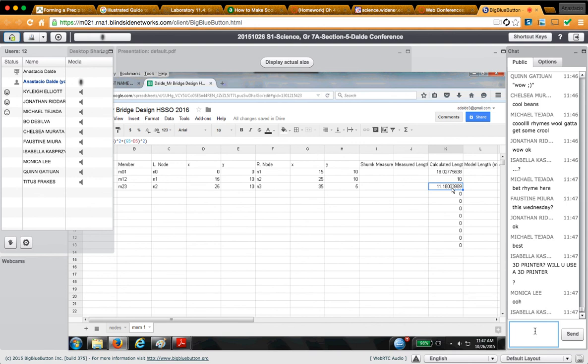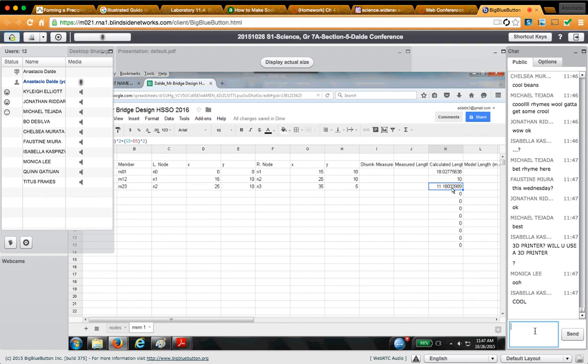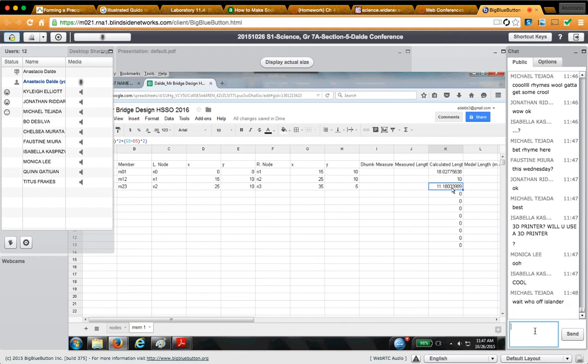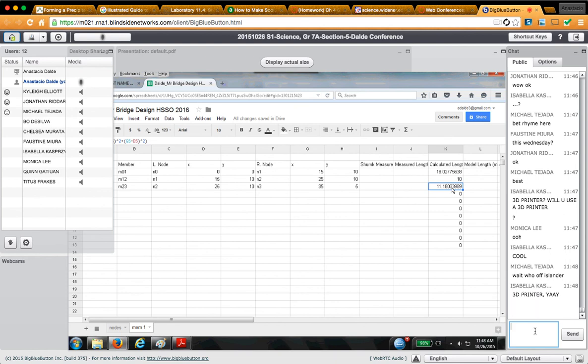It's that easy. And then next week, Wednesday, when you come in for lab, we are going to have a bridge competition where you take your bridges that you built and we will break them and see who does the best. Got it?